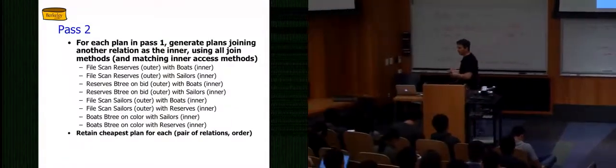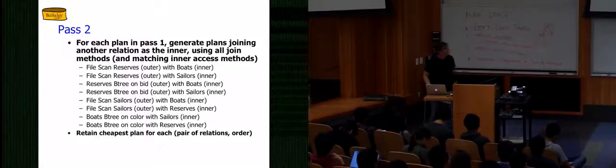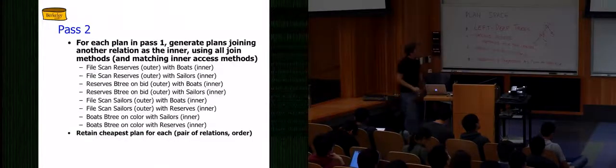In pass 2 now, what we're going to do is put together those one-table plans into all two-table plans. So here's a list of a whole bunch of two-table plans we could build.